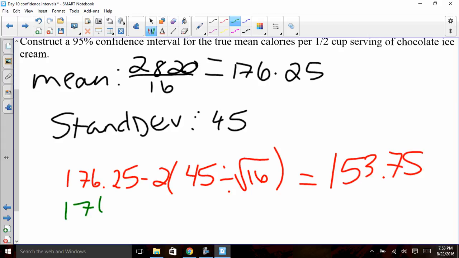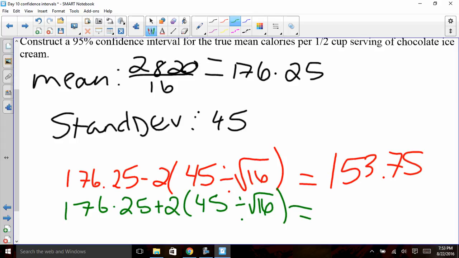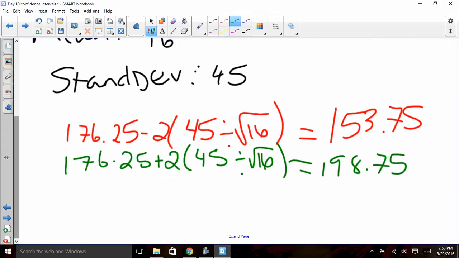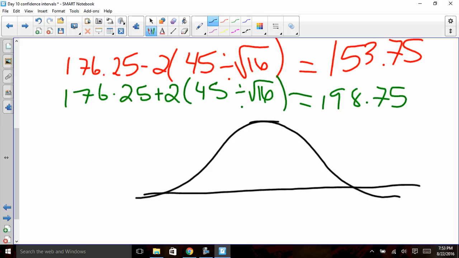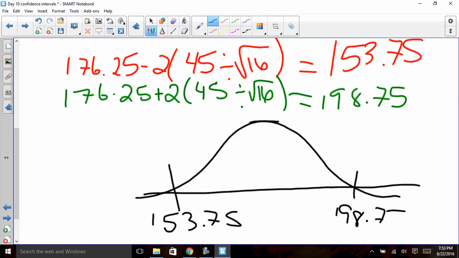And then 176.25 plus 2 times 45 divided by the square root of 16, which gives me 198.75. So for most ice cream brands for half a cup intake, you're eating anywhere from 153.75 calories to 198.75 calories. Which is crazy, but who doesn't love ice cream?